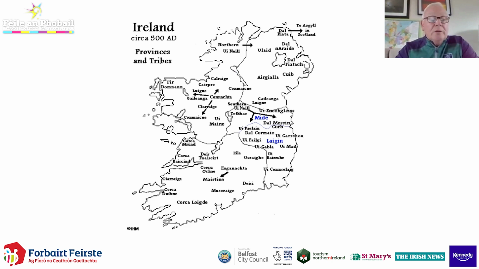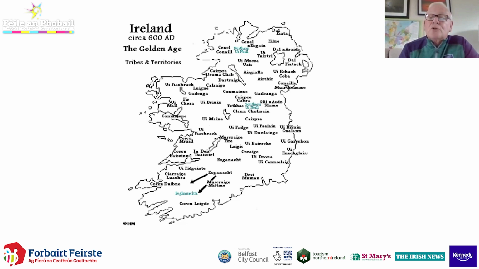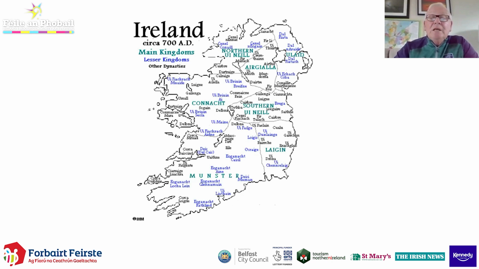Then we have the Golden Age. That's when the tribal areas were largely established and entrenched on the map of Ireland. Then we see the main kingdoms, which were there. So we have the kingdom of the Ulaid, the kingdom of the Airgialla, the kingdom of the Northern Uí Néill, the Southern Uí Néill, Connacht, Munster, and Leinster. They're the main divisions at that stage.